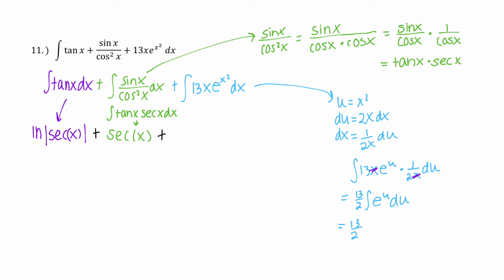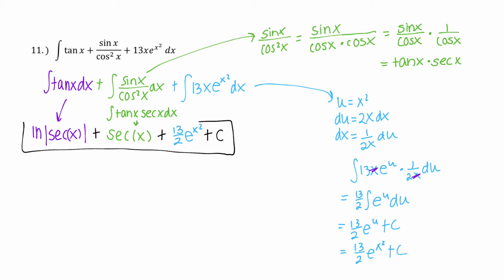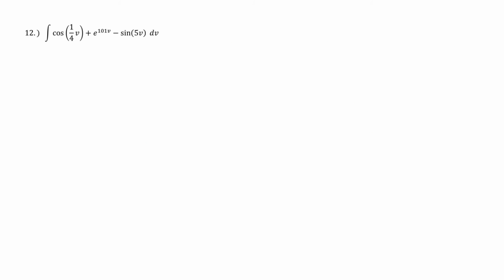His antiderivative will be 13/2 e to the u plus c, which is 13/2 e to the x squared plus c. And since we're at the very end of the integral, we can put the plus c there. And there it is. For part 12, we're going to go back to the rules that we had talked about a while ago.